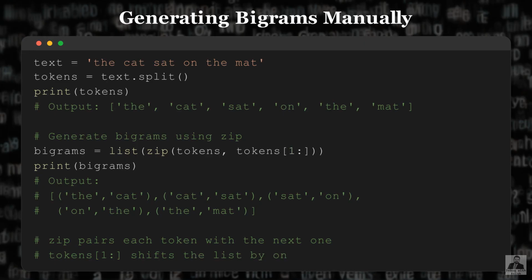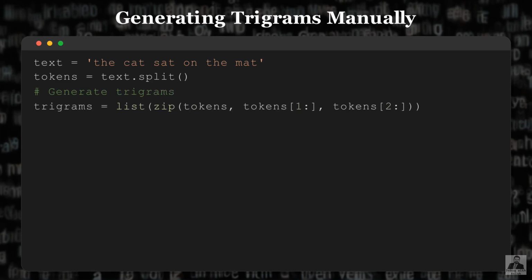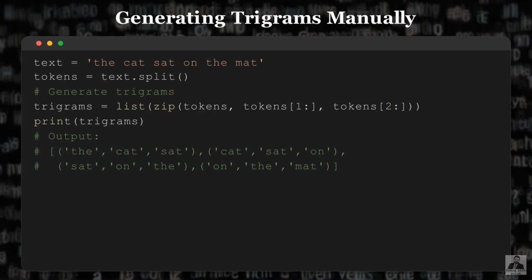You can extend the same idea to trigrams by adding a third shifted version of the token list. Trigrams follow the same pattern but with 3 shifted versions of the token list. Each tuple now contains 3 consecutive words. The sentence "the cat sat on the mat" produces 4 trigrams.